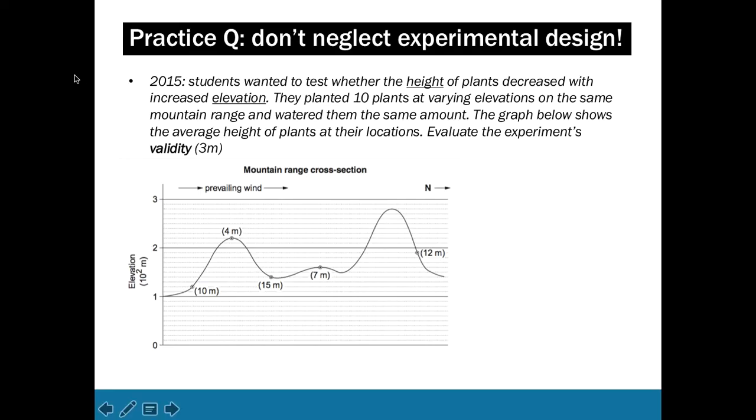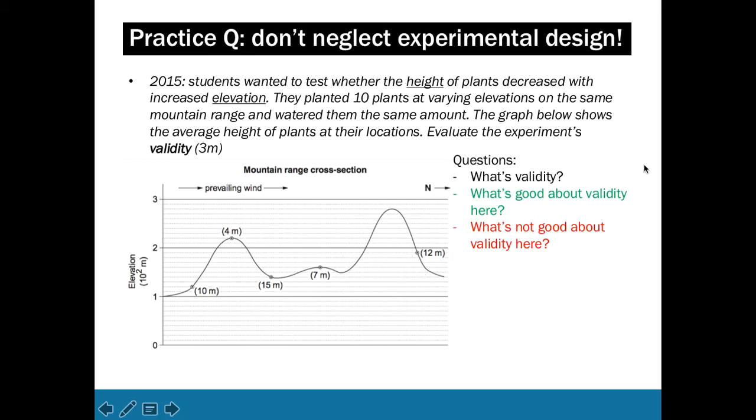Evaluate the experiment's validity. So, being able to answer this question properly requires you to understand the meaning of the word validity, which is essentially, are we testing what we say is being tested? Are we testing whether the height of plants decreases with increased elevation? So there's a few things to think about when we're evaluating validity. So we've already discussed what validity is. Let's talk about what's good about it here.